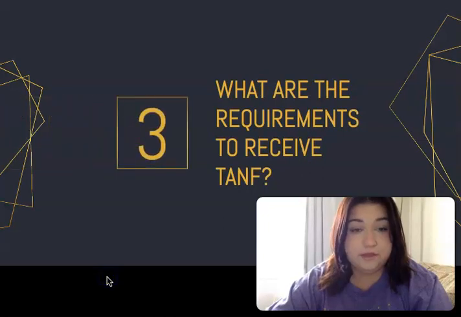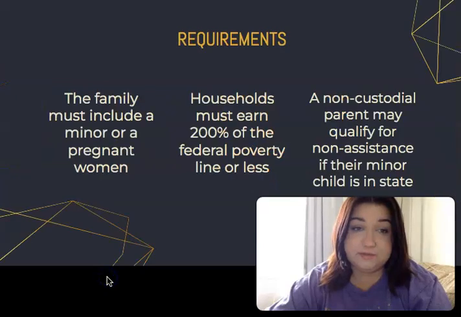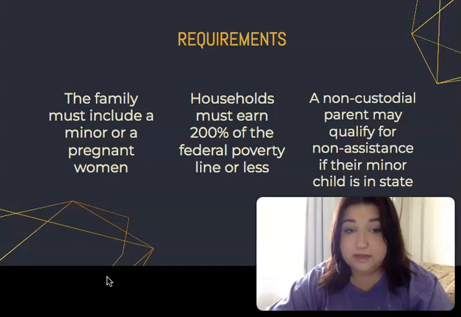Alrighty, the third thing, what are the requirements to receive temporary assistance for needy families? There are 3 main requirements, and they are the family must include a minor or a pregnant woman. The second thing is households must earn 200% of the federal poverty line or less. Third thing, a non-custodial parent may qualify for assistance if their minor child is in state.